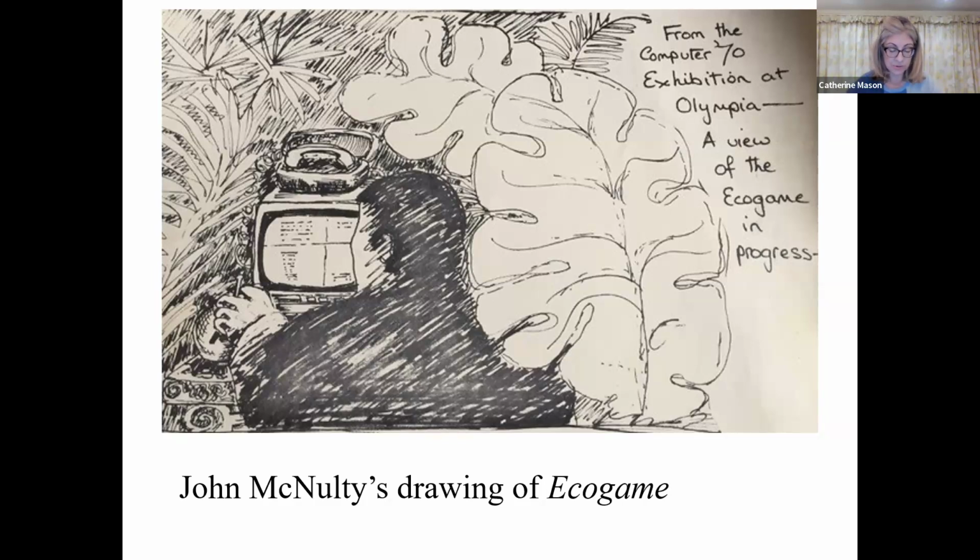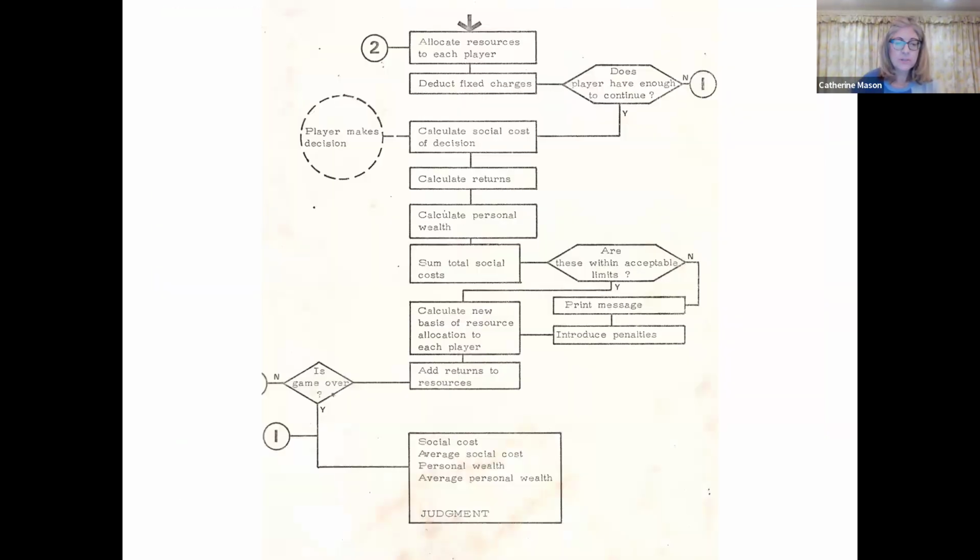So here's John McNulty drawing a participant going through the motions, making their choices on a screen. And you can see just above the screen there is actually a phone, a landline connected to a remote time-sharing computer. So it really makes a striking juxtaposition between the human-made computer hardware and the natural foliage. Here you can see a flow chart of the structure of the game. So all the players started off with a finite amount of resources that came from a central pot.